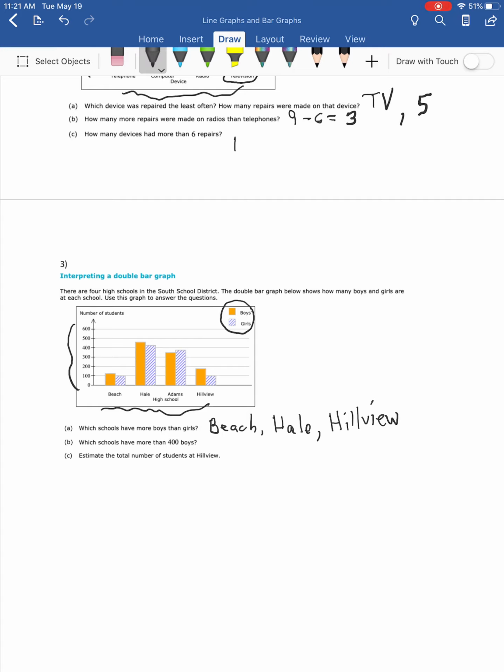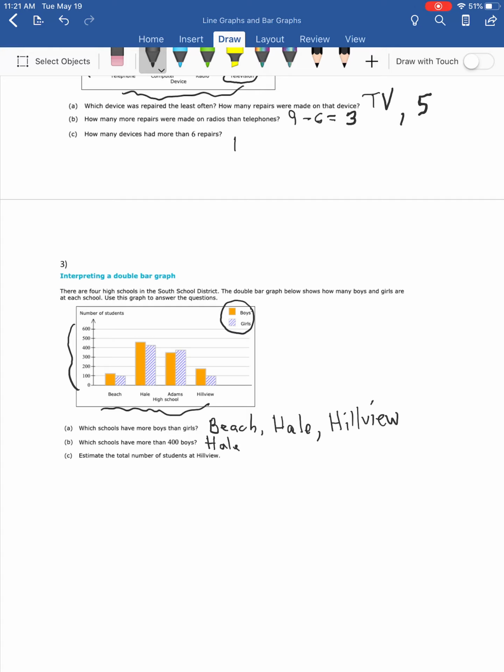All right, in the next part, which schools have more than 400 boys? So Beach only has a little bit over 100. Hale has over 400, looks like about 450. Adams looks like about 350, and Hillview only looks like about 150. So it's only Hale.